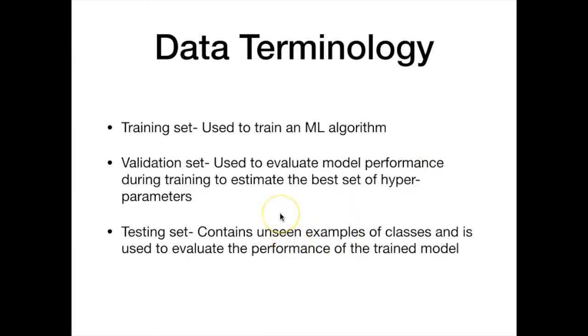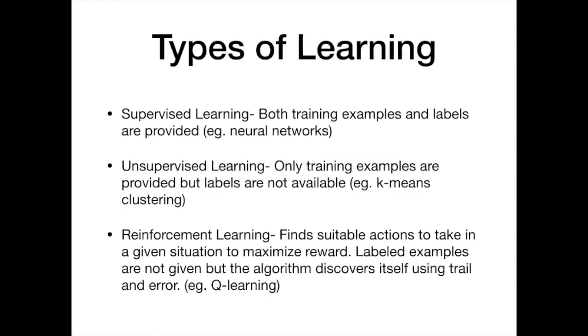The testing set, however, contains those images which are not presented to the machine learning algorithm during training or validation. So they are completely unseen images, and the performance of the model is evaluated on this test set. Now, what are the different types of learning? There are three major types of learning: one is supervised, unsupervised, and the third one is reinforcement learning.